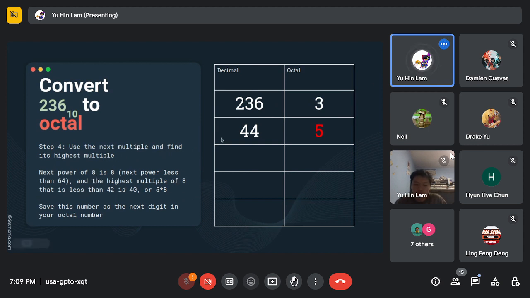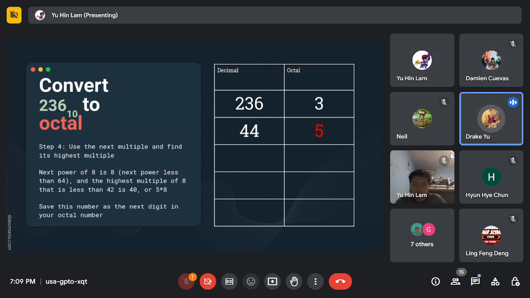So then we'll find the highest multiple that can fit into here. In this case, it would be 5, since 5 times 8 is equal to 40, and this is less than 44. This is the highest that can get to this decimal number. Any questions so far on this short review? I have a question.